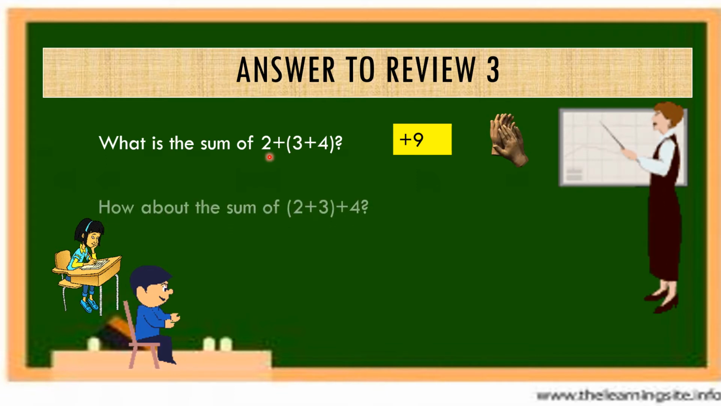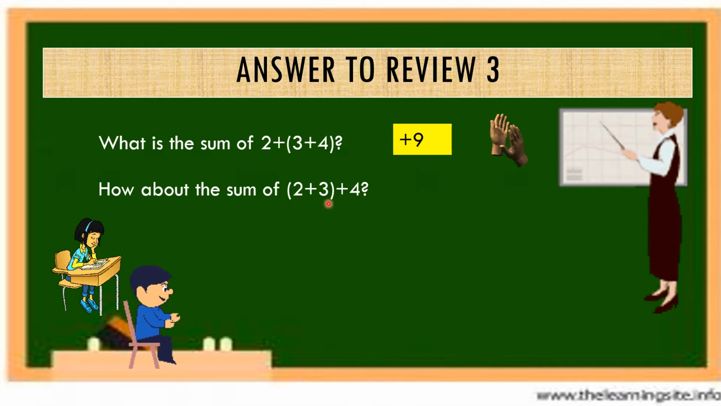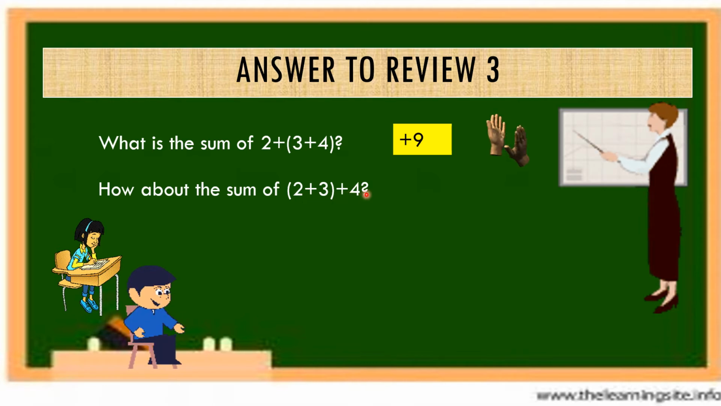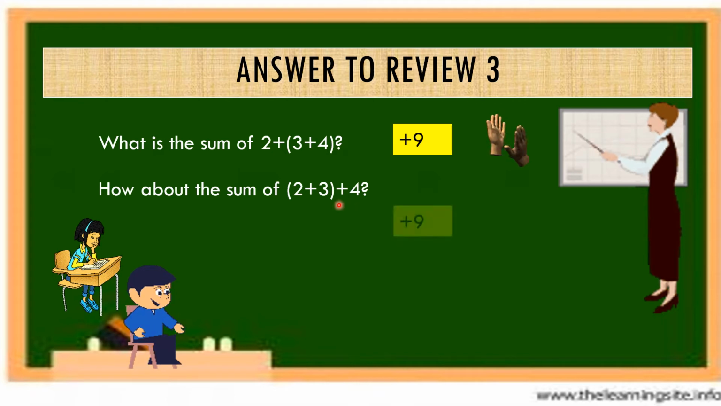We are in the next number. How about the sum of the quantity of 2 plus 3 closed quantity plus 4? First, we need to find the value of the number inside the parentheses. 2 plus 3 is 5, and 5 plus 4 is 9. So, did you get it correct?